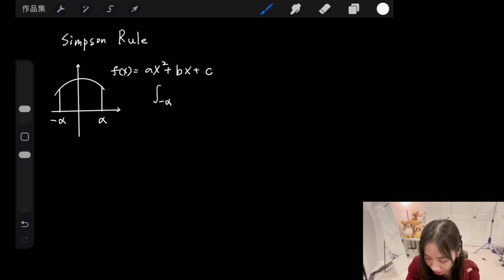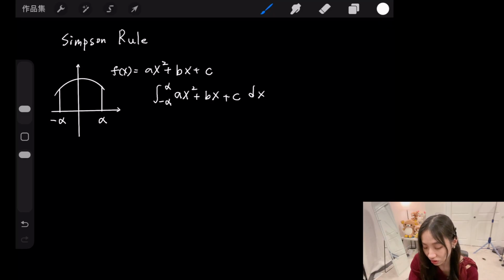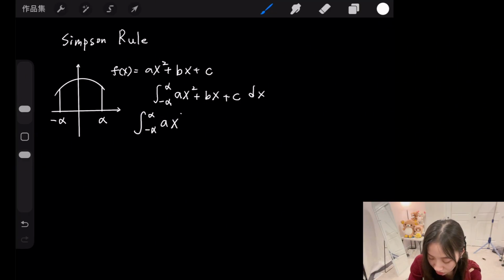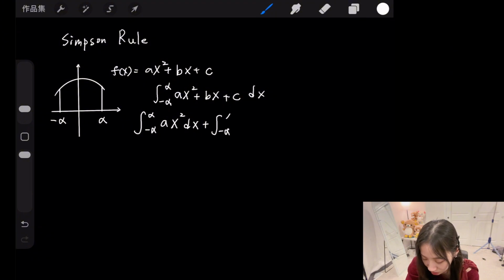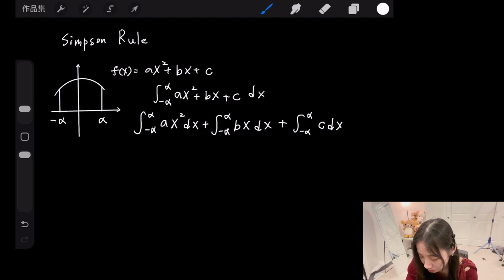Integration from minus alpha to alpha of a times x to the power of 2 plus b times x plus c with respect to x. This means the area value from minus alpha to alpha. So let's just separate it here. Integration from minus alpha to alpha of a times x to the power of 2 with respect to x, plus integration from minus alpha to alpha of b times x with respect to x, plus integration from minus alpha to alpha of c with respect to x.